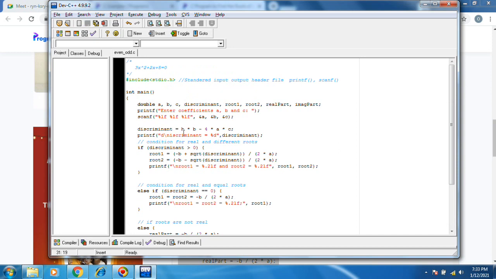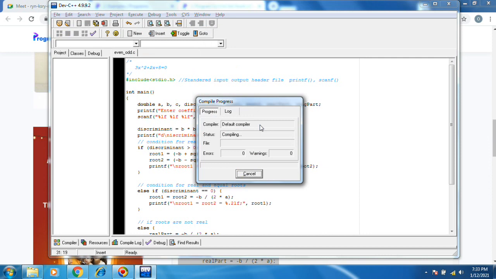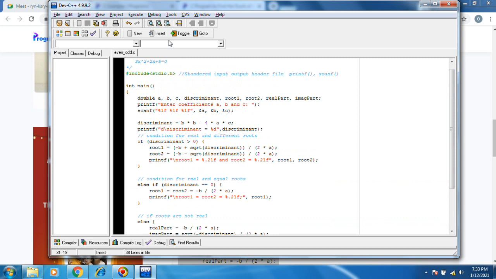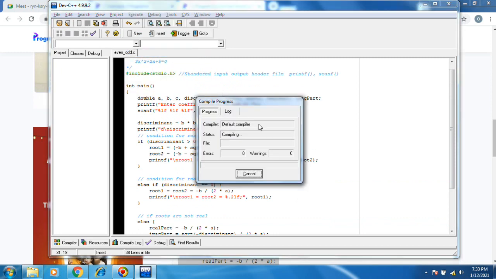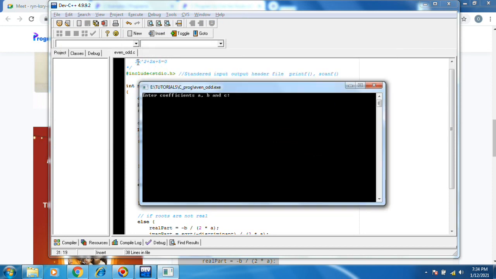Save. Then execute. Now 3, 2, 5. Execute, compile and run. Okay, enter ABC values. Then the same quadratic equation 3, 2, 5. You see the discriminant is 0.